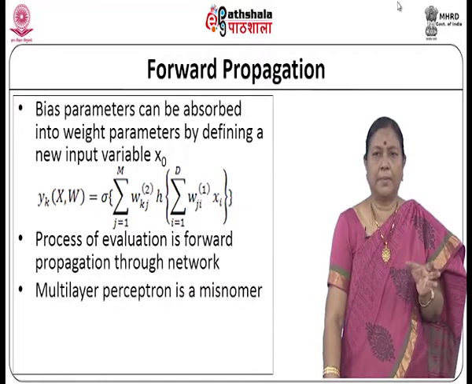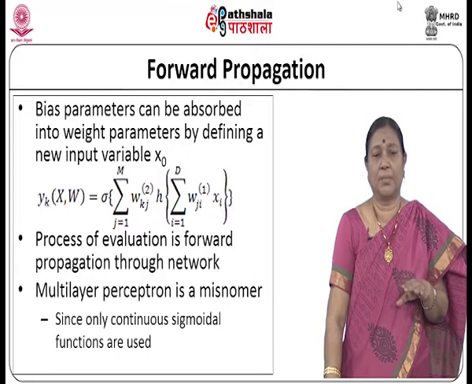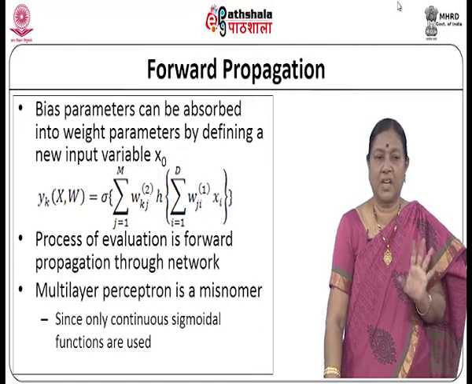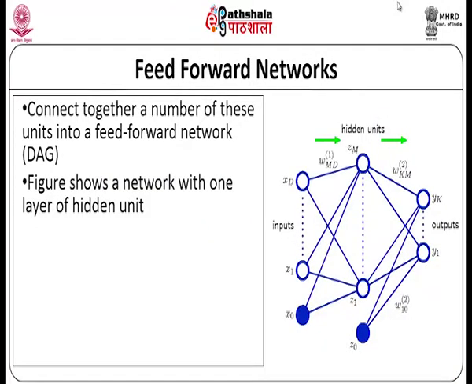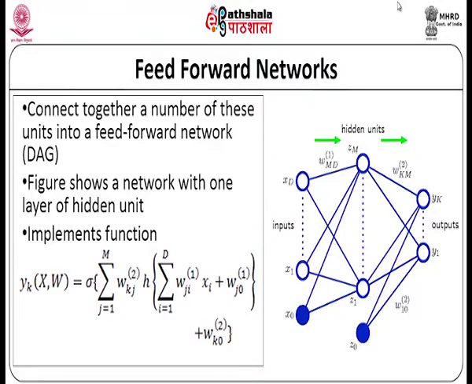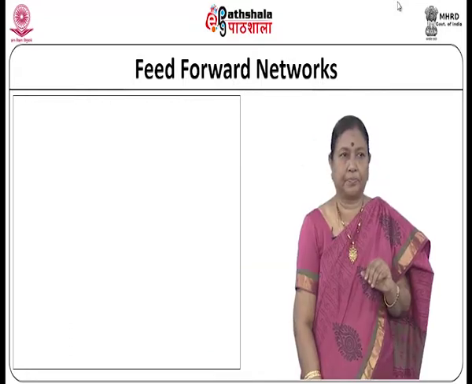Multi-layer perceptron is a misnomer, since only continuous sigmoid functions are used. The feed forward networks connect together a number of these units into a feed forward network. It is a directed acyclic graph. The figure shows a network with one layer of hidden units, which we have already seen, and it is implemented using this. We are just repeating the same thing that we said in the previous slide. So, this is the feed forward network.